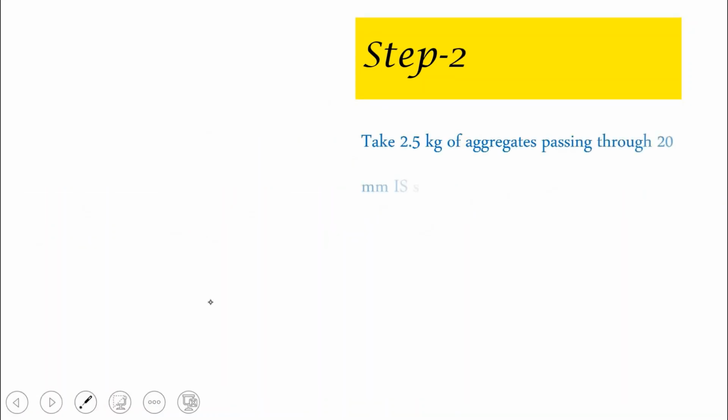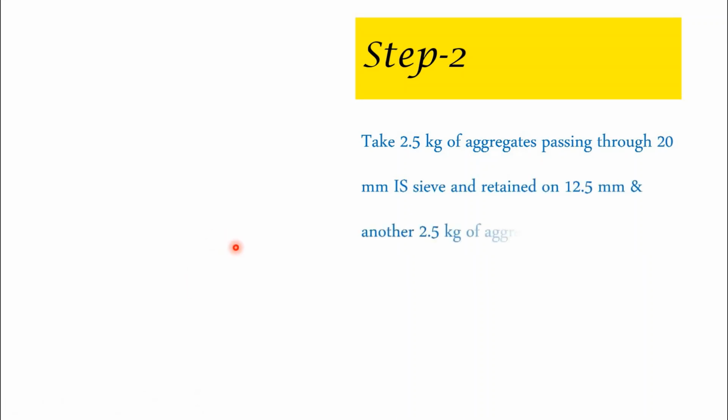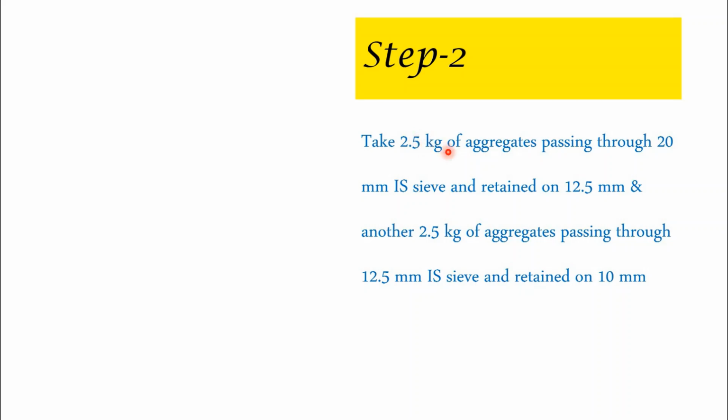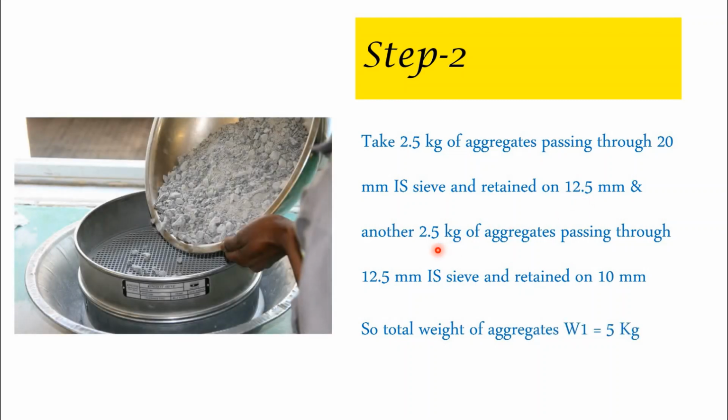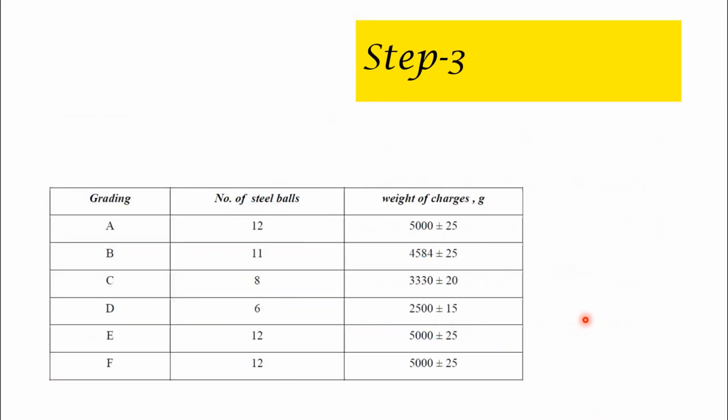Next, as we have selected gradation B, we will collect 2.5 kilograms or 2500 grams of aggregate passing through 20 mm and retained on 12.5 mm, and 2.5 kilograms of aggregate passing through 12.5 mm and retained on 10 mm. So we have a total of 5 kilograms of aggregates.